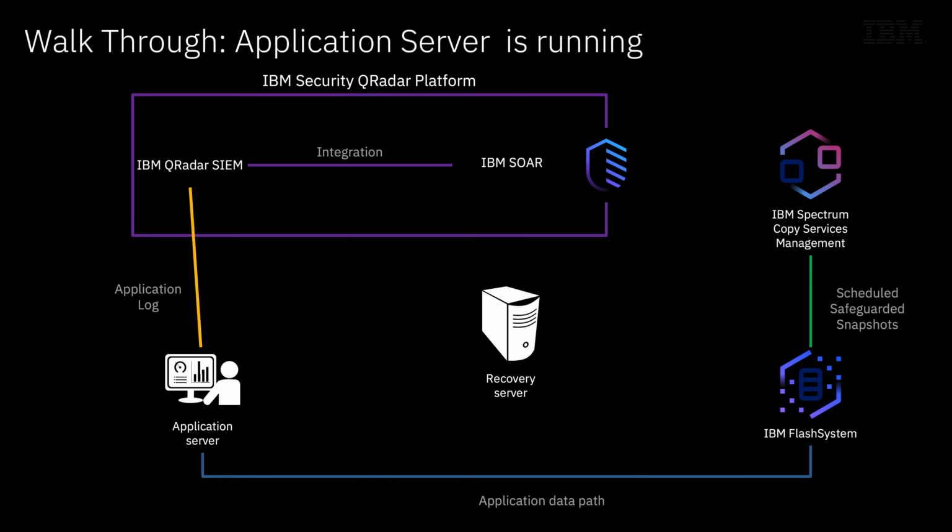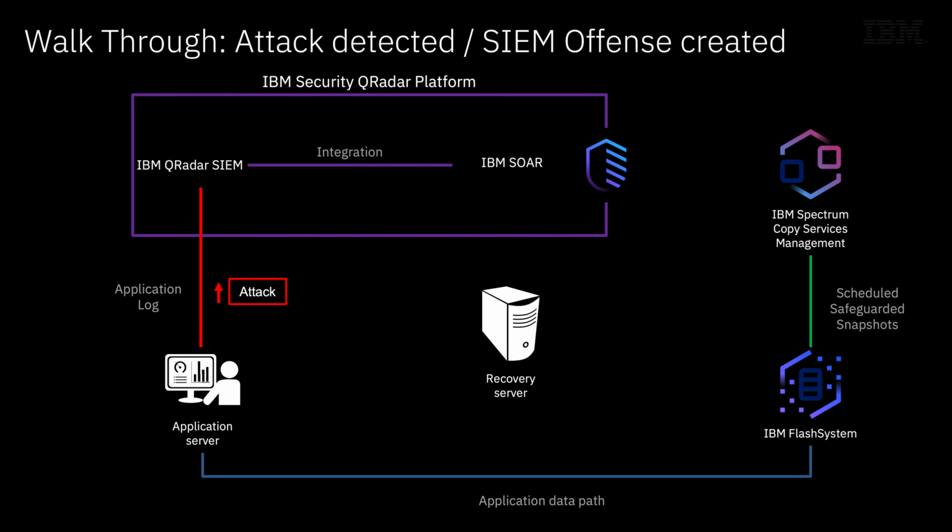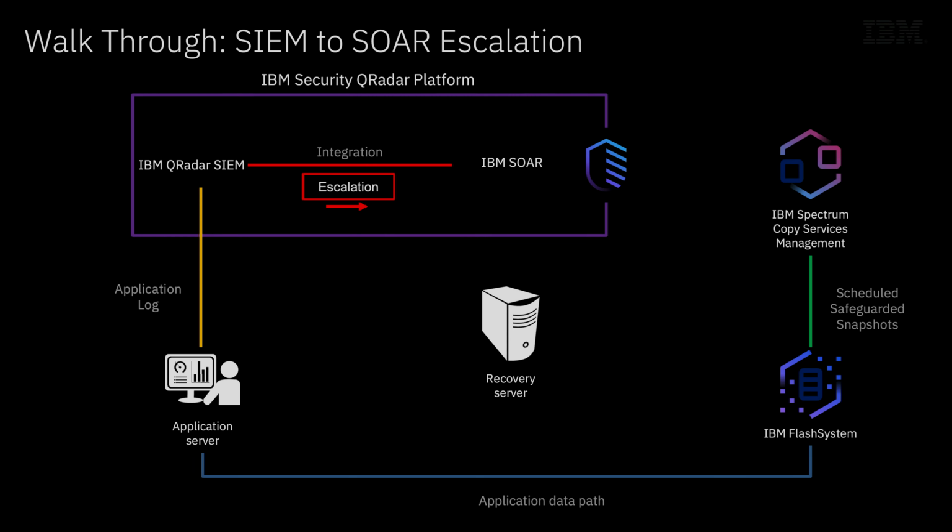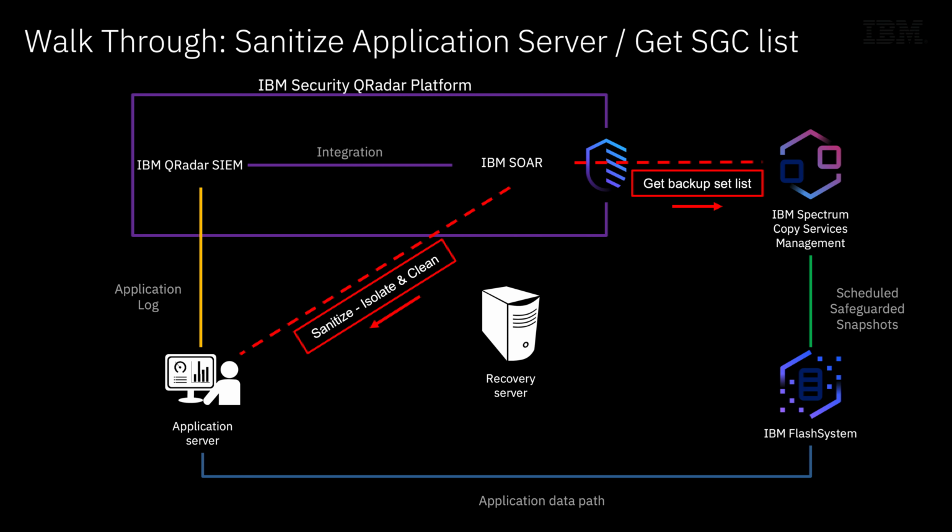Now, step by step. First one, we will show you the application server and QRadar monitoring it, where the files are not encrypted. We will then see the files become encrypted, where the attack is being detected by QRadar. Then QRadar will immediately correlate those events and escalate that to IBM's SOAR, or our Security, Response, and Automation Remediation platform. Then it's going to immediately start that playbook. SOAR will say, wait, we need to sanitize, isolate, and clean our application server. It will then get a list of all of those eligible snapshots and backups that it will then prioritize.